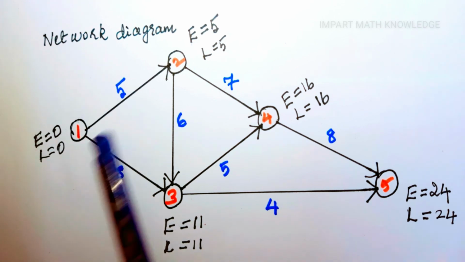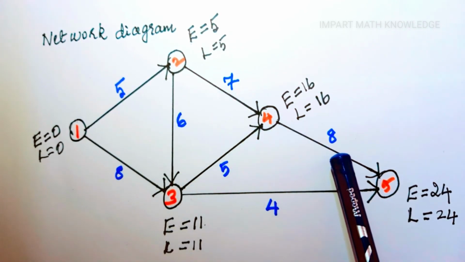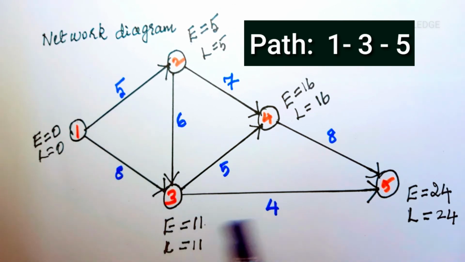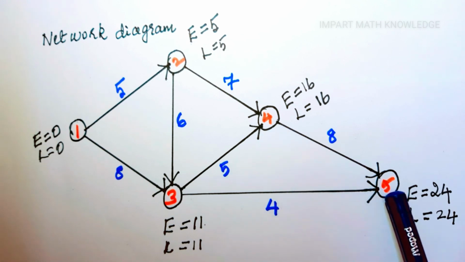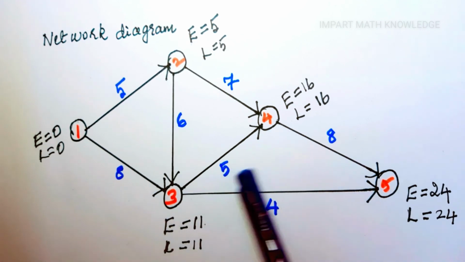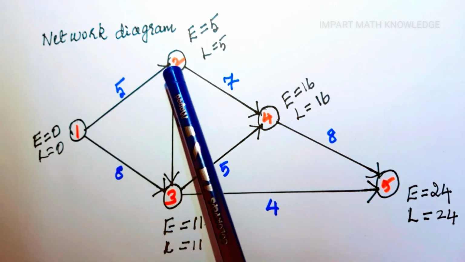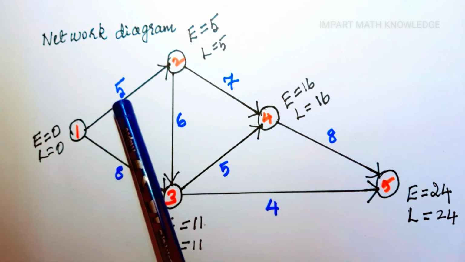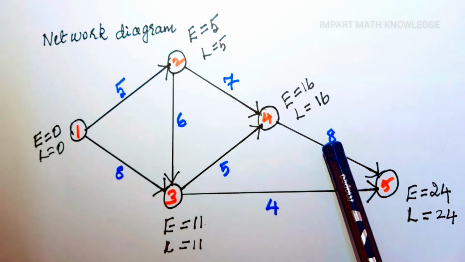If you select the path 1, 2, 4, 5, the duration is 5 plus 7 plus 8, that is 20. If you select the next path 1 to 3, 3 to 4, the duration is 12. If you select the path 1 to 3, 3 to 4 and 4 to 5, the duration is 8 plus 5 plus 8, that is 21. If you select the path 1 to 2, 2 to 3, 3 to 4 and 4 to 5, the duration is 5 plus 6, 11, 11 plus 5, 16, 16 plus 8 is 24.